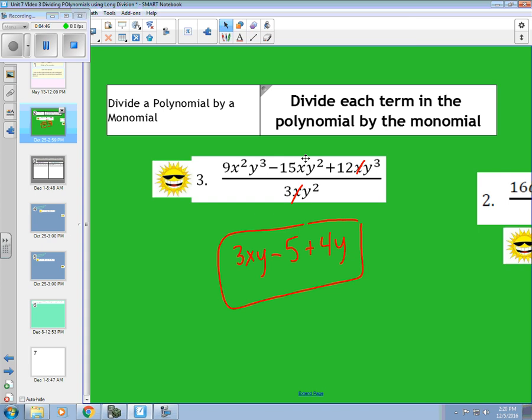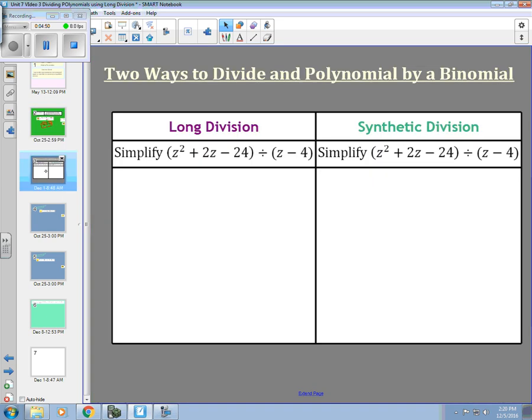So monomial ones are pretty easy. I don't think you should have any problem with those. The tougher ones are going to be when you end up with a binomial, or 2 things that you're going to be dividing by. So there's one of 2 ways you can do that: long division or synthetic division.